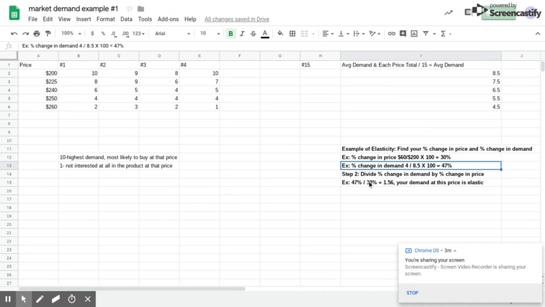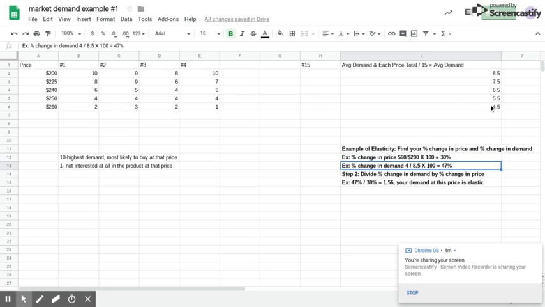So the final step in elasticity, if you recall, you have to divide your percentage change in demand, which is 47, by your percentage change in price, which is 30. Divide those out, and you should get a number that's 1.56. And so demand for this product would be elastic. So you know that it's probably not a good idea to come up with a high price. You want to keep your price low because people's demand is elastic based on your survey.